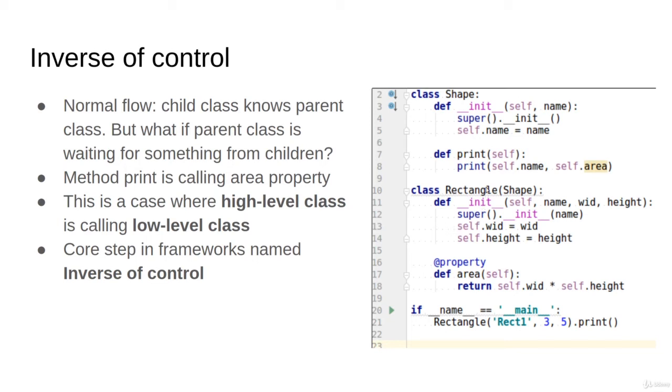So now the interesting thing here: the Shape knows that my son is going to have this area function that I don't have at the moment, or that I am not going to implement. So this is very interesting.